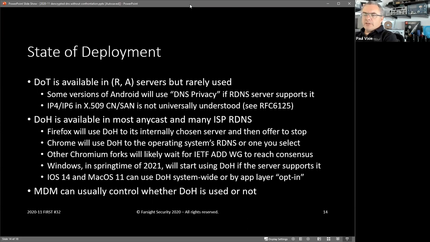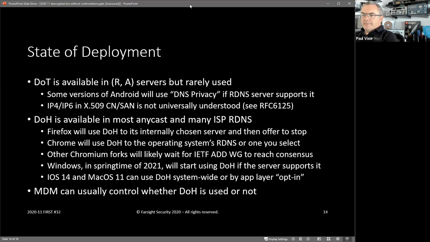And the other Chromium forks, I use Brave, are probably going to wait and see what the apps doing DNS working group of IETF does before they decide which way to jump. Windows next year, shortly, will start using DOH, but again, only if the server you're using supports it. iOS and macOS will use DOH if you make a system-wide config or if the app decides that it wants to opt in to that behavior. So any app on iOS or macOS is capable of bypassing the recursive server that's been assigned.